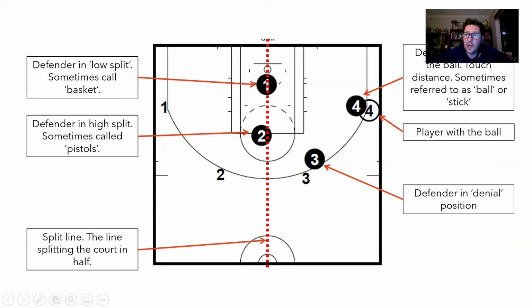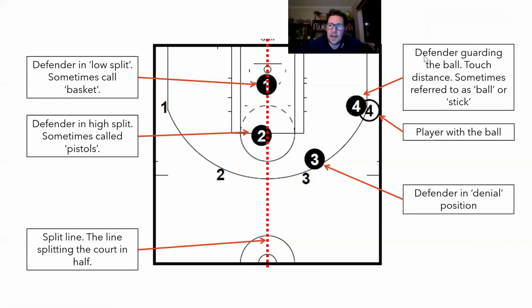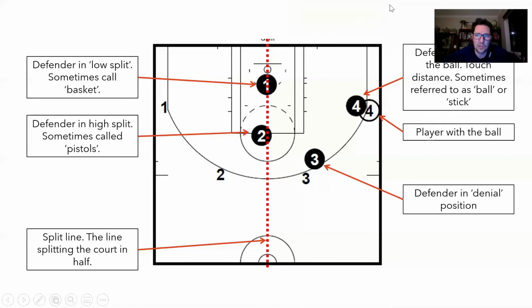This player has the ball, and this defender guarding them is touch distance, and that's referred to as, on ball, or sometimes we call it stick. I think I've used stick before because you just stick to them like glue. You just stick onto that ball. So that's sort of with a graphic of seeing with players of all the different positions with their names attached to it. Any questions on that?